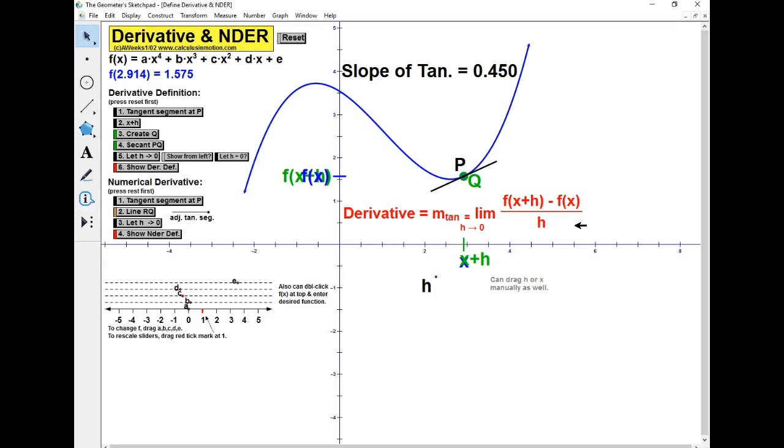And that's how we get that definition of a derivative, just so now you've got a cool picture to go with it.